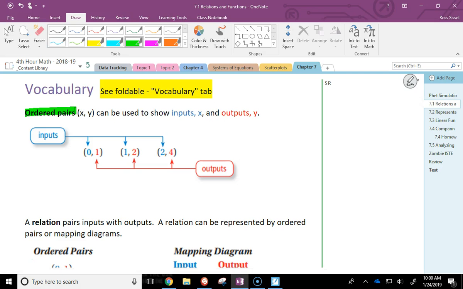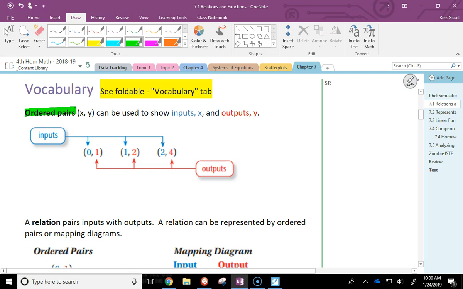Where's your... Huh? Oh, were you gone on Tuesday? Yeah. He's first in here. I'll give you the foldable, and then what we have to do is set your whole notebook up, okay? Sorry, I forgot you were gone Tuesday.